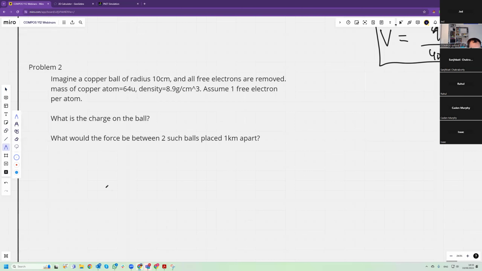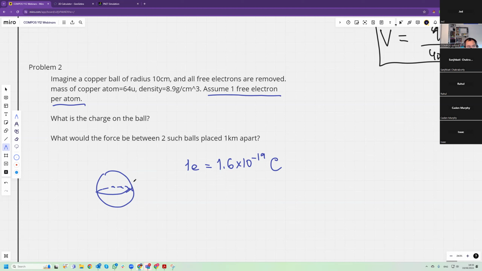So you have a copper sphere, and the charge of one electron is 1.6 times 10 to the minus 19 coulombs. Assume one free electron per atom. So we need to know how many atoms there are. Well, we need the total mass. Mass is density times volume. So that is 8,900, converting to kilograms per cubic meter.